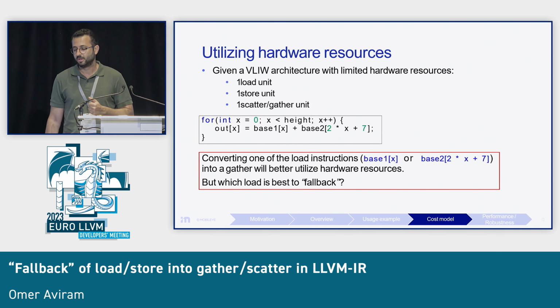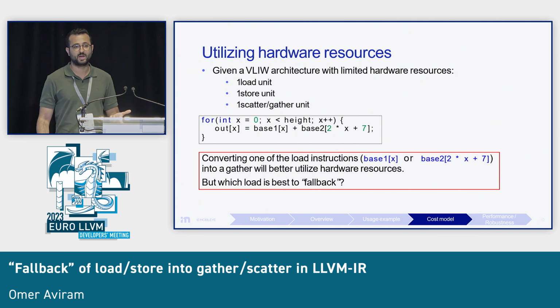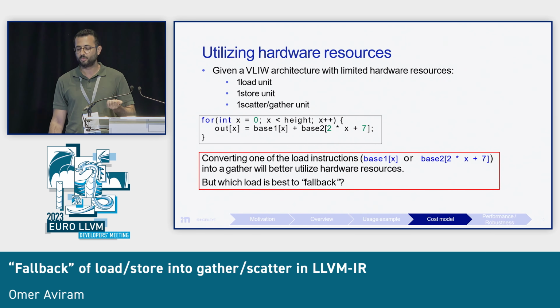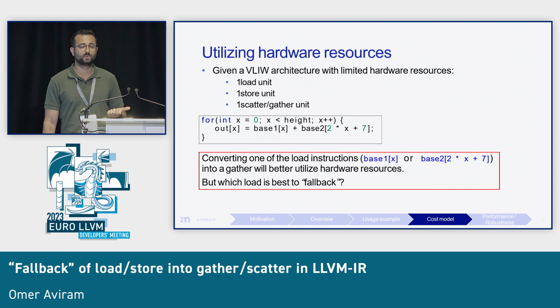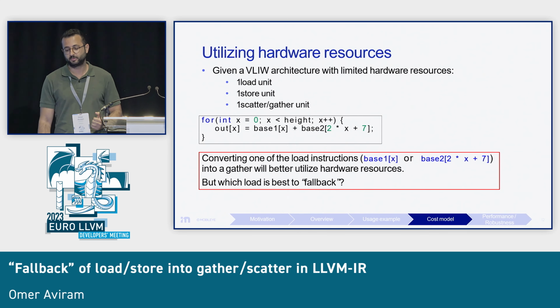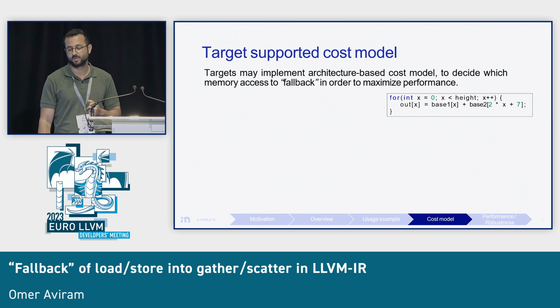So how do we do it? We need to convert one of the loads into a gather, as I mentioned before. But which one? Does it even make a difference? So we will need a cost model to decide which of the memory accesses are best to transform from a load into a gather. So let's see how we do it.